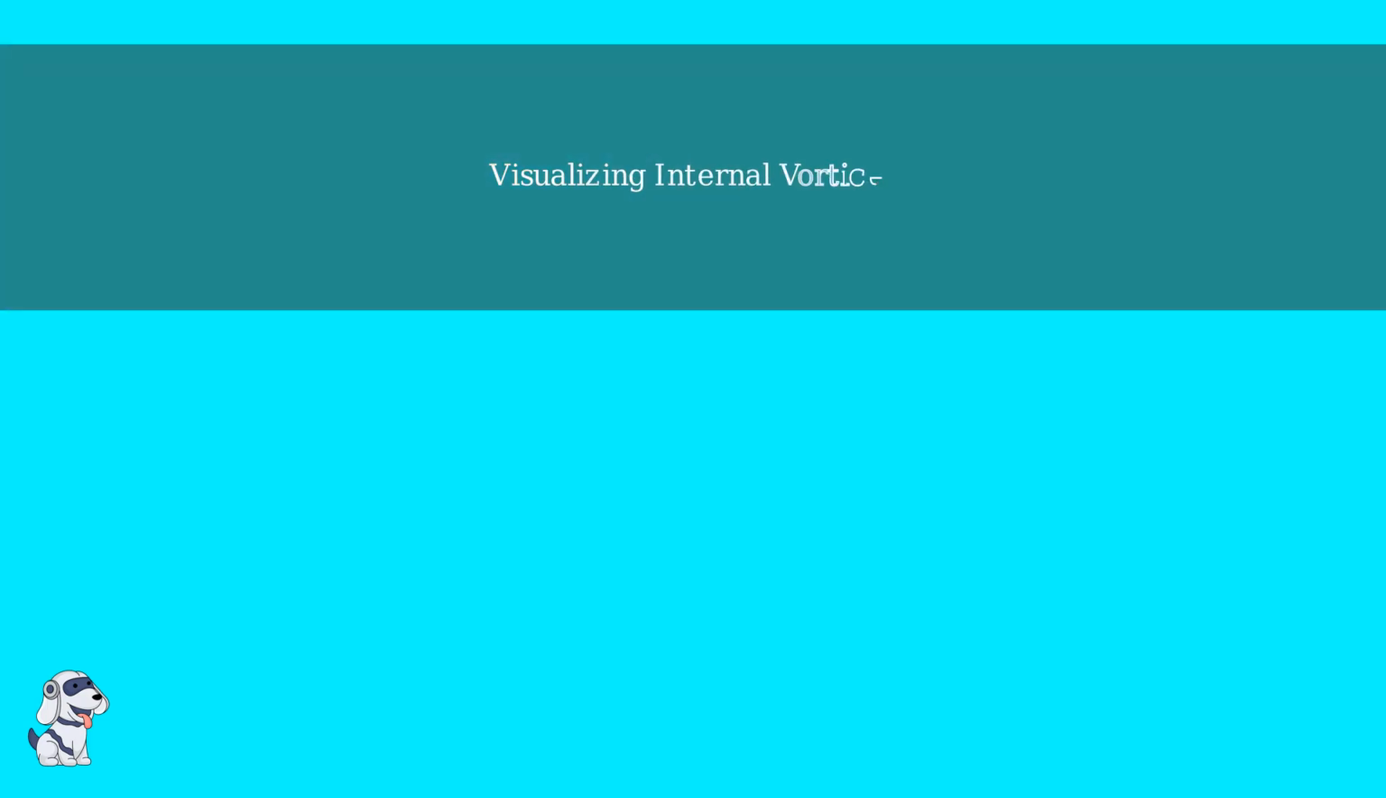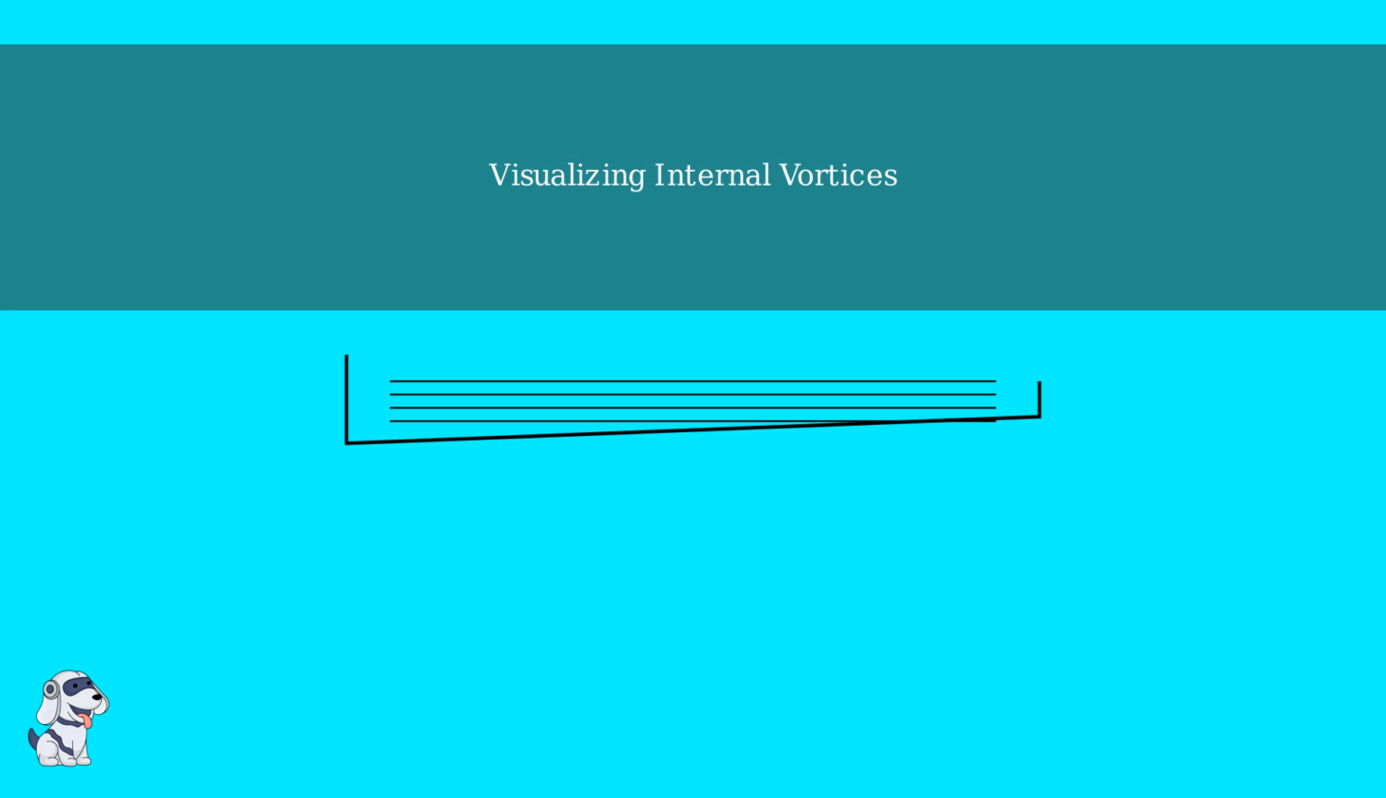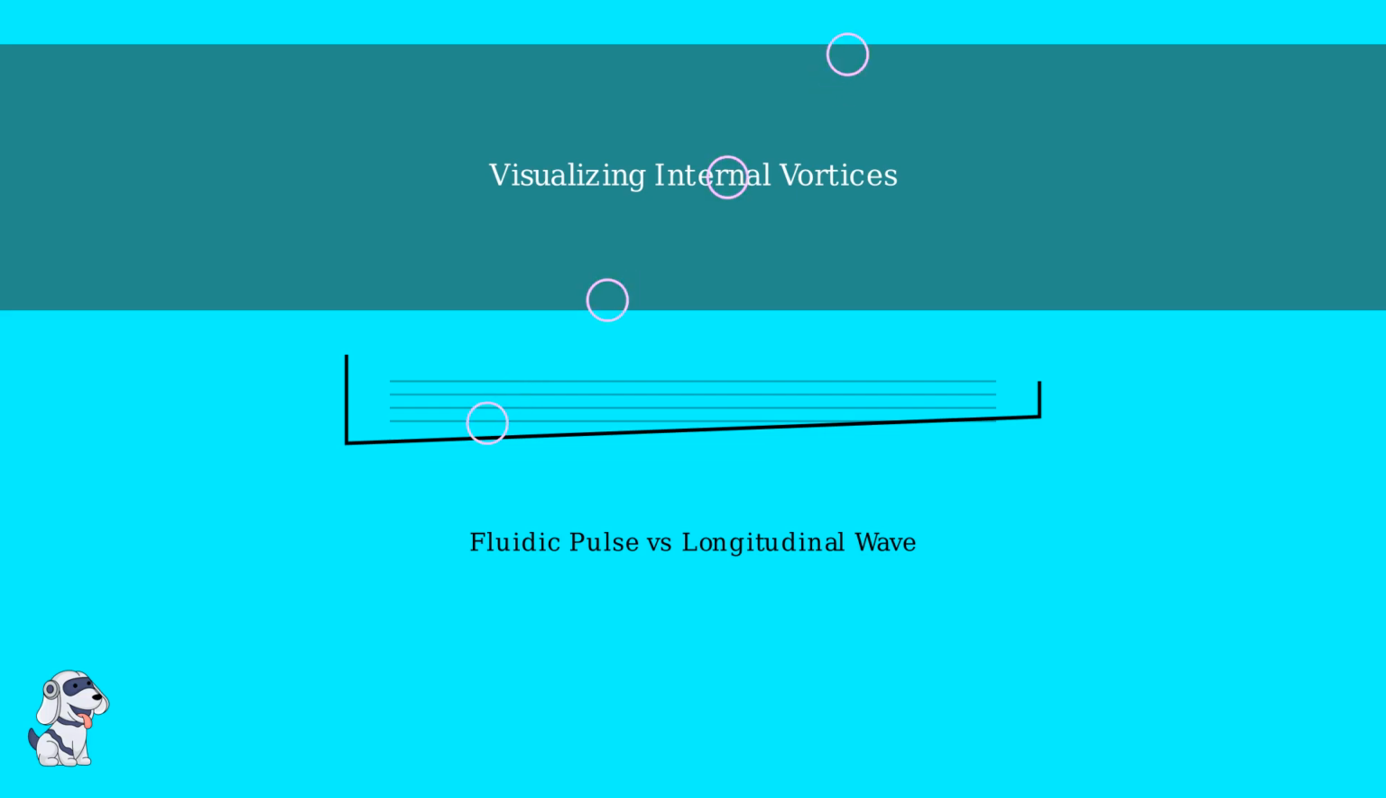Computational fluid dynamics allows us to observe the hidden behavior of air inside an instrument. Air enters as a laminar flow, but the internal geometry forces a dramatic transformation. The interaction with edges generates complex vortices. This is a fluidic pulse, not just a simple wave. By visualizing these vortices, we understand how instruments shape air into sound.